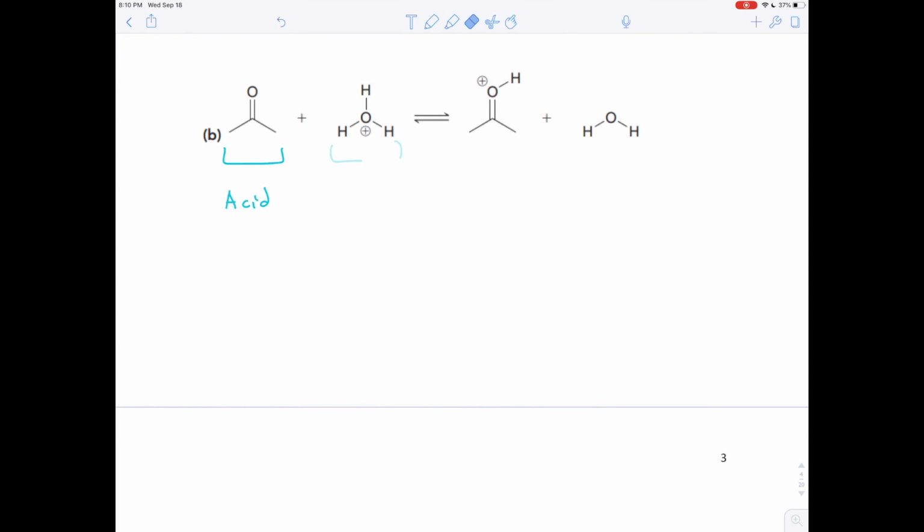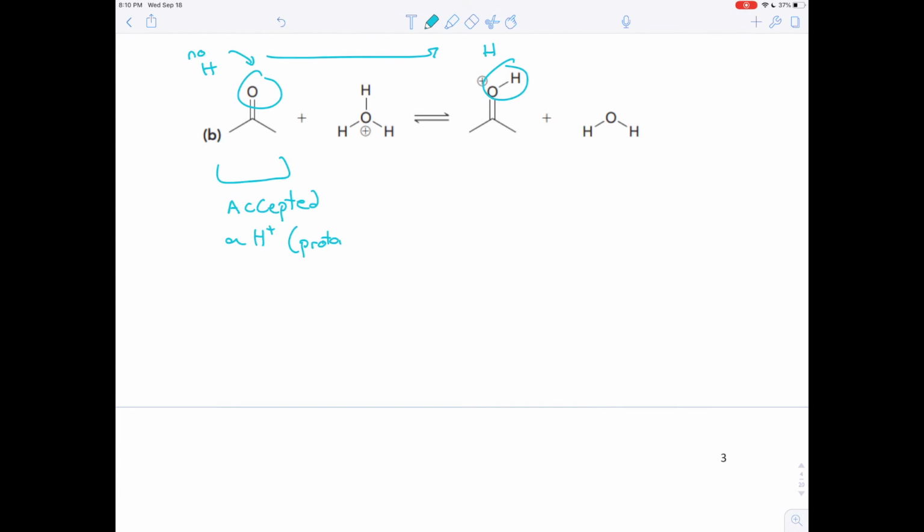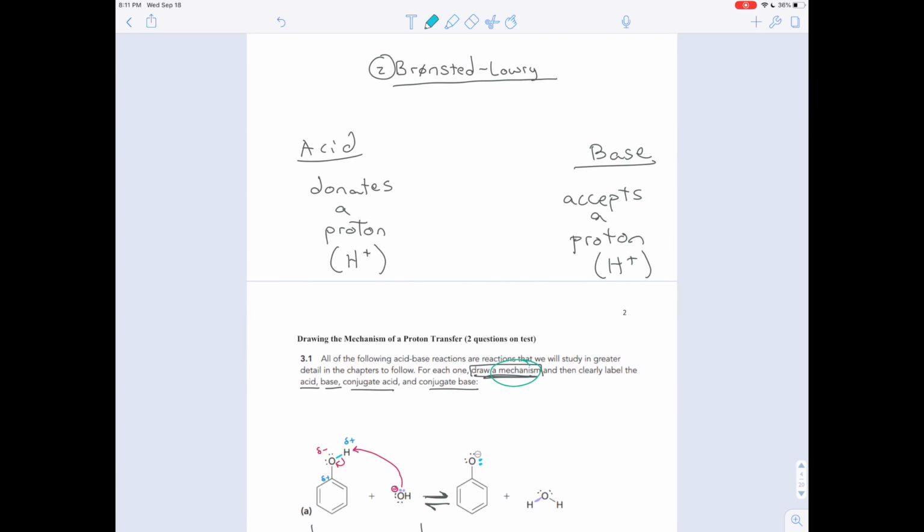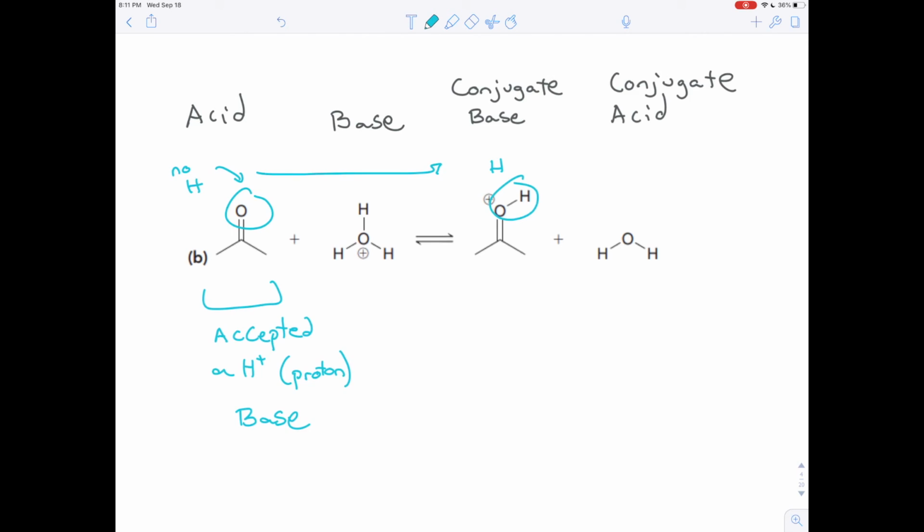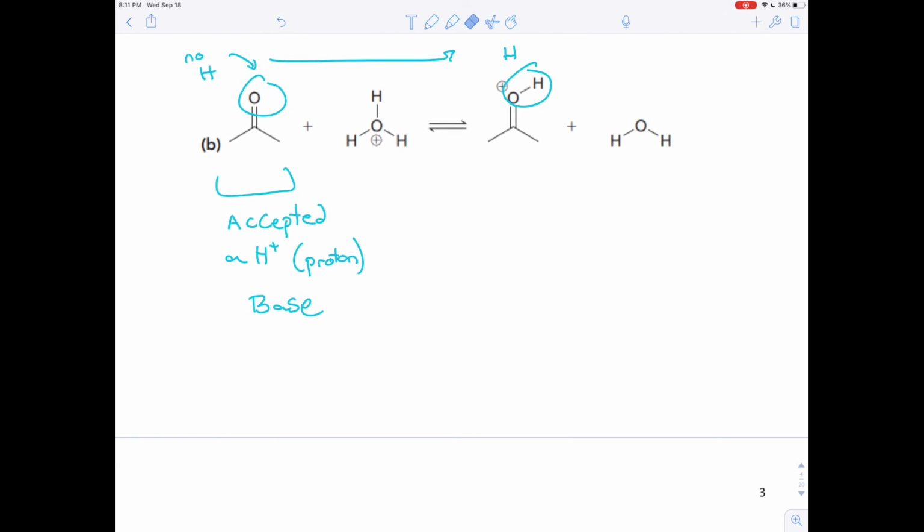Oops, I'm sorry. Forgive me. This accepted the hydrogen, right? There's no hydrogen here, and here there is a hydrogen. So it accepted a hydrogen. Accepting a hydrogen, or a proton, I think I just said that was an acid. I apologize for that. If you accept a hydrogen, you are a base. That was in the Bronsted-Lowry definition. If you accept a hydrogen, you're a base. So this molecule, that first one, is a base.